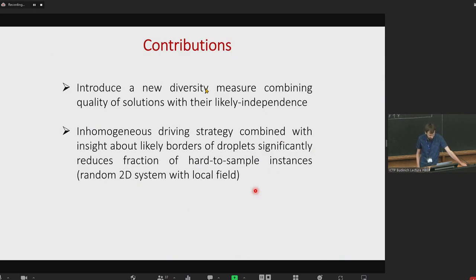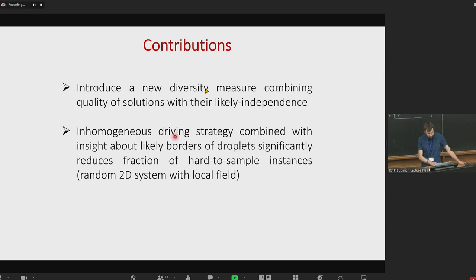So with that, I can basically finish. I hope I was able to convince you that diversity is something that one should care about in solvers or samplers. And when we talk about diversity, what we need is some kind of reasonable metric to be able to quantify solvers, and we propose one such metric.